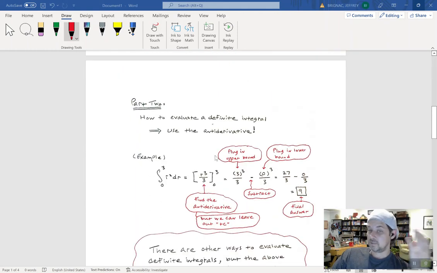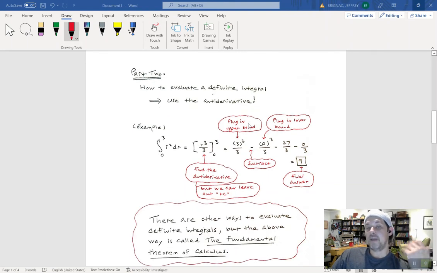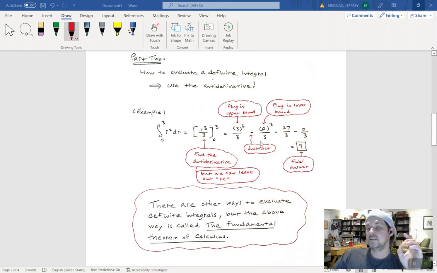So part two: how do we evaluate a definite integral? In math, we evaluate, we calculate, and so on. So let's talk about that part. It's maybe not that difficult. It might vary by problem, but I can tell you how to evaluate a definite integral in a very straightforward way. You just use the antiderivative. Well, let me show you.